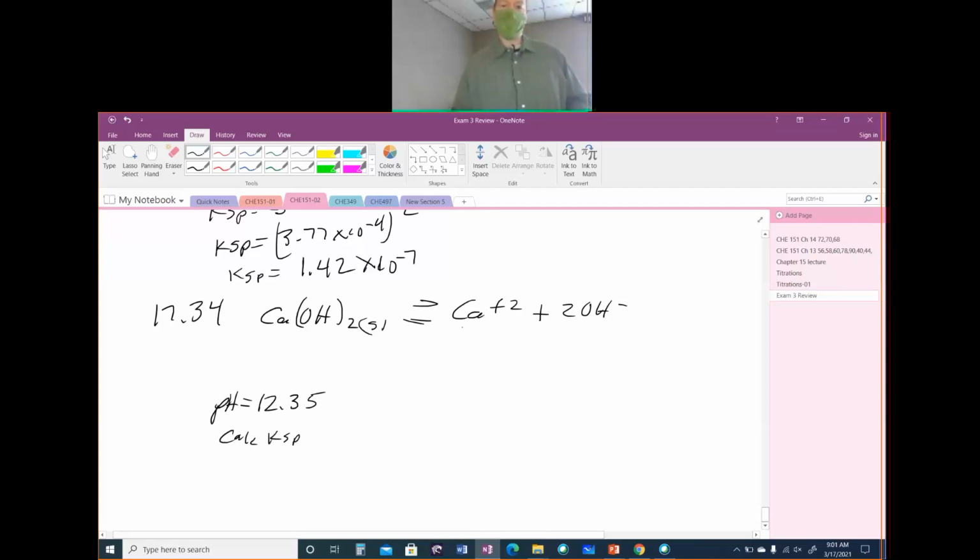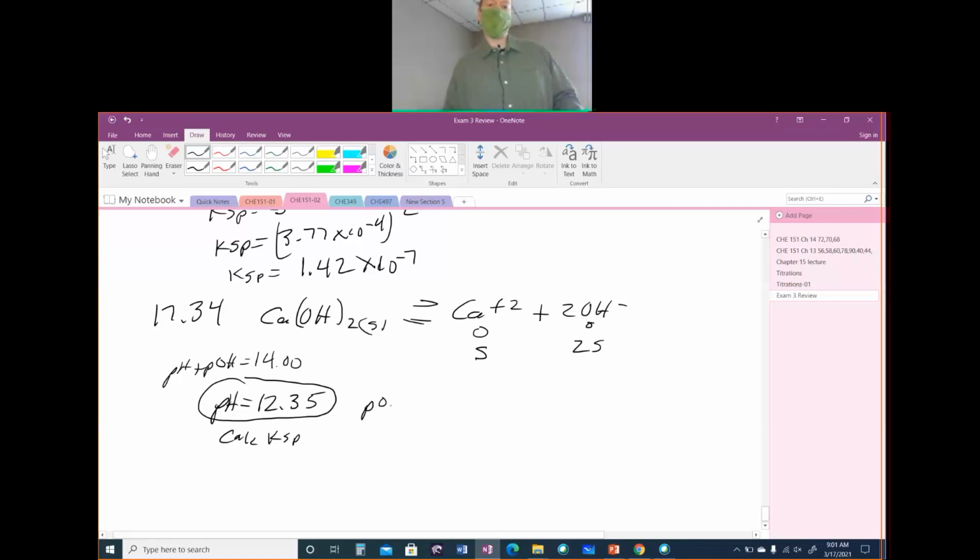All right, so we have 0 and 0. Then we put the calcium hydroxide in there. And now we're going to have S amount of calcium and 2S amount of OH minus. So this time they don't give us the solubility. However, they give us the pH. So you have to remember that your pH plus your pOH is equal to 14. And so you see that you have a 1.65 pOH, because 1.65 and 12.35 add up to 14.